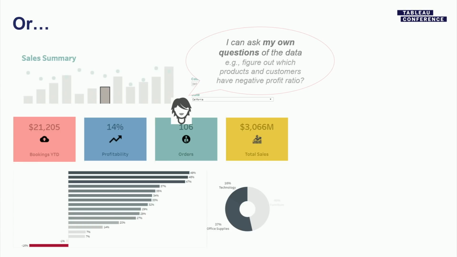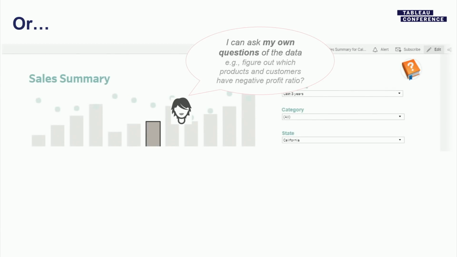Wouldn't it be great if I can actually ask my own questions of the data? So that was great. I was investigating why that bar was negative X%. I want to see what products and customers have that negative profit ratio. I want to actually break this down further. So what would I do? I'm looking into that detail.